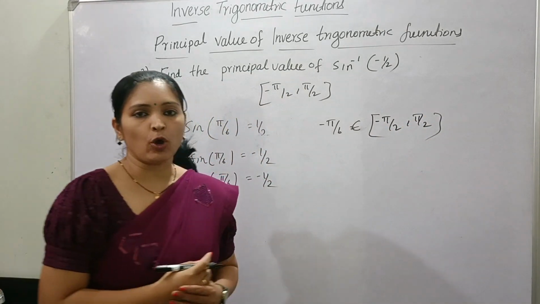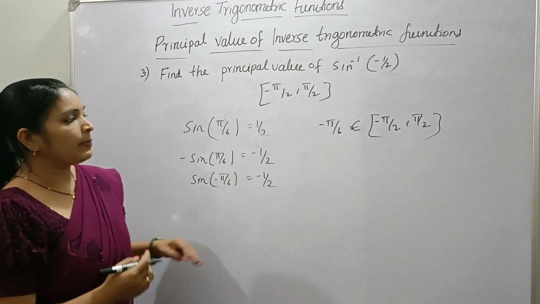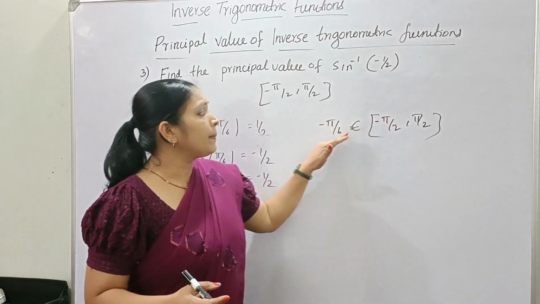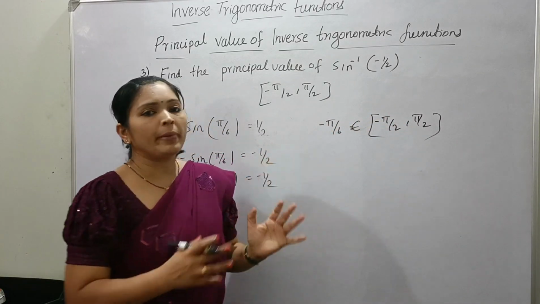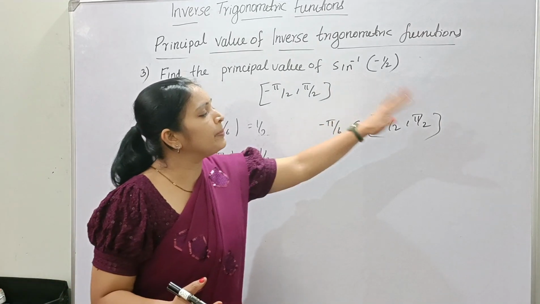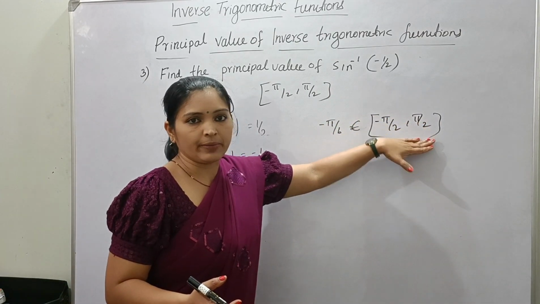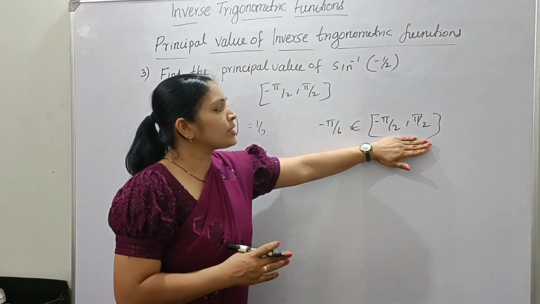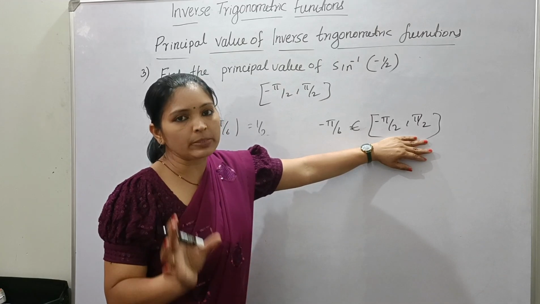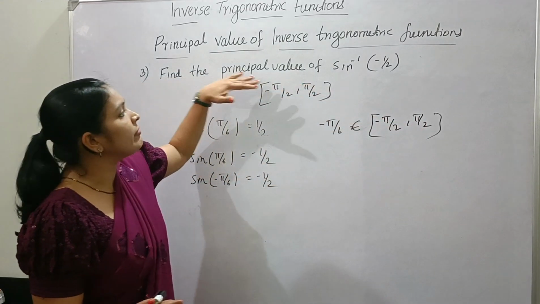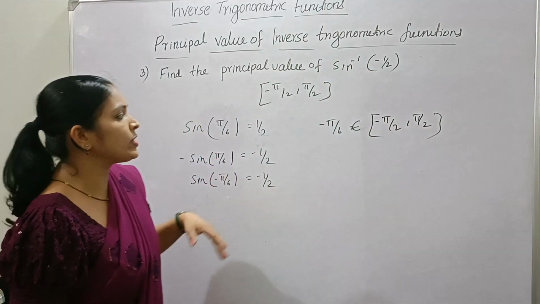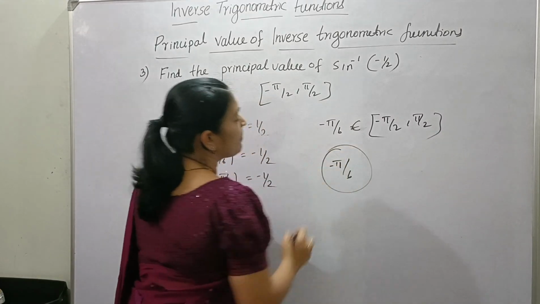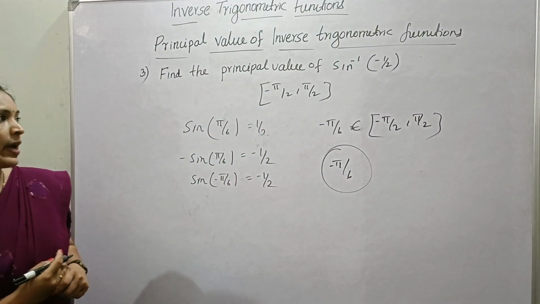Okay, minus pi by 6 belongs to the closed interval minus pi by 2 to pi by 2, because we know that minus 1 by 6 is greater than minus 1 by 2, right? Minus 1 by 6 is greater than minus 1 by 2 and it belongs to this interval. Okay, so therefore minus pi by 6 belongs to this closed interval minus pi by 2 to pi by 2, that is the principal value branch. Therefore, the principal value of sine inverse of minus 1 by 2 is nothing but minus pi by 6. So minus pi by 6 is the principal value of sine inverse of minus 1 by 2.